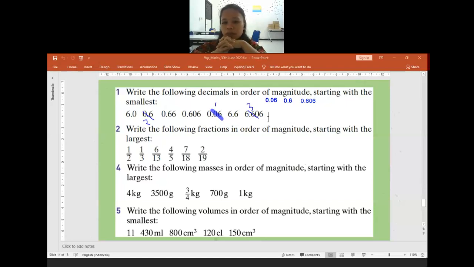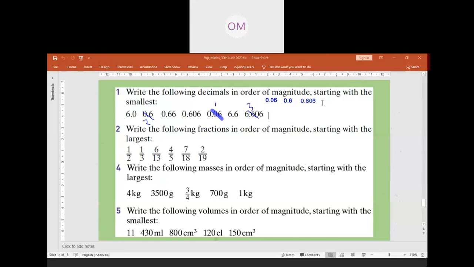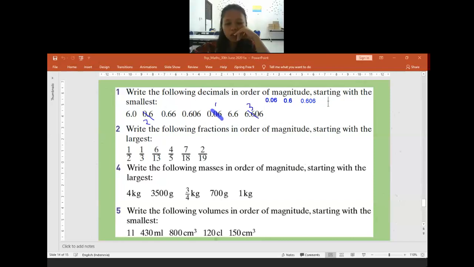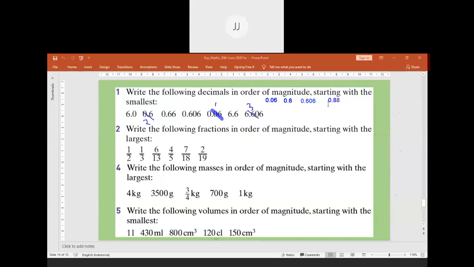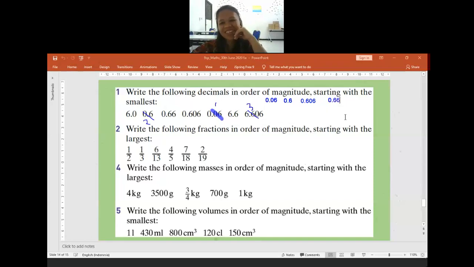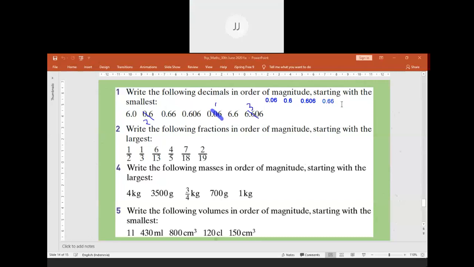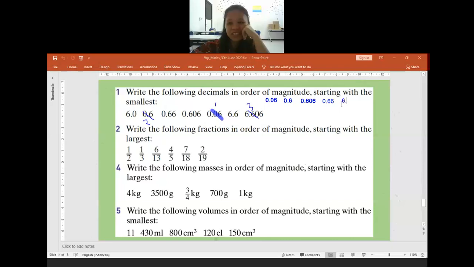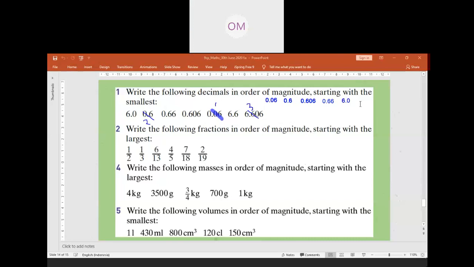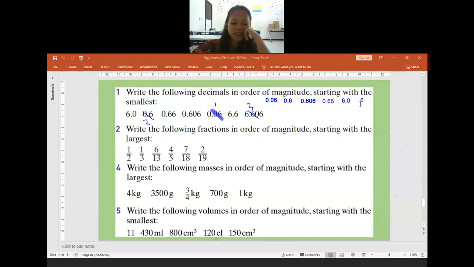What number will it be after this number? Number 4. 0.666. Okay. How many 6s are there? 2. You mentioned it 3 times, I think. Okay. And then after 0.66, what number will it be? 6.0. Okay. Anyone confused? No. So the last one is? 6.6. Okay. Anyone confused?